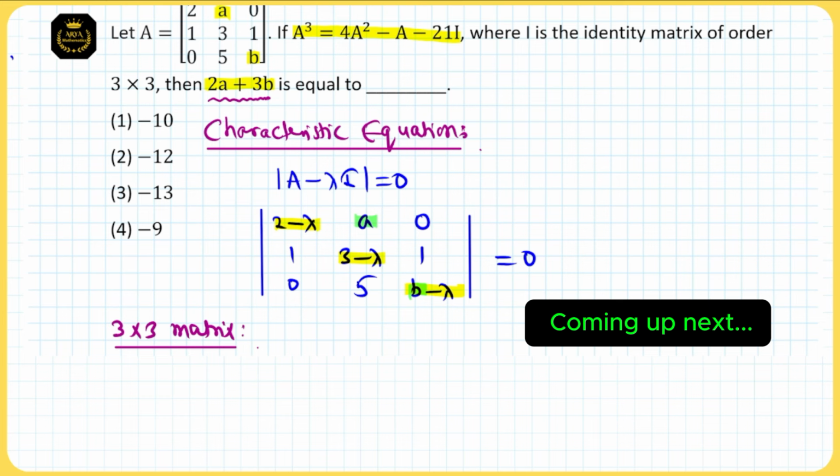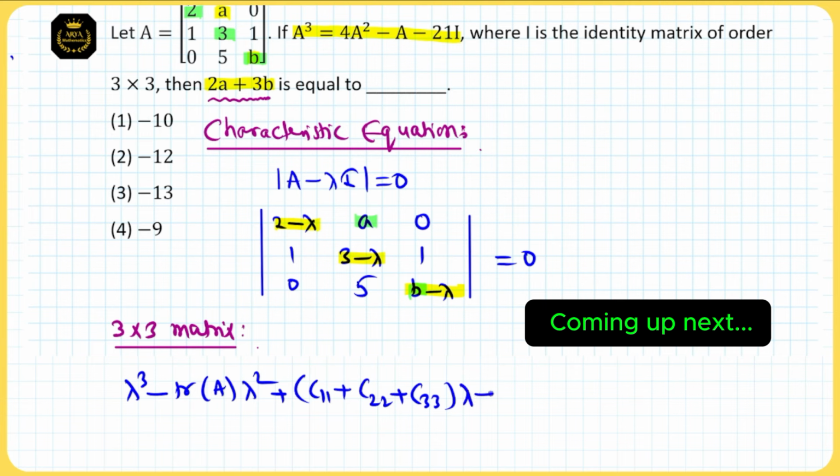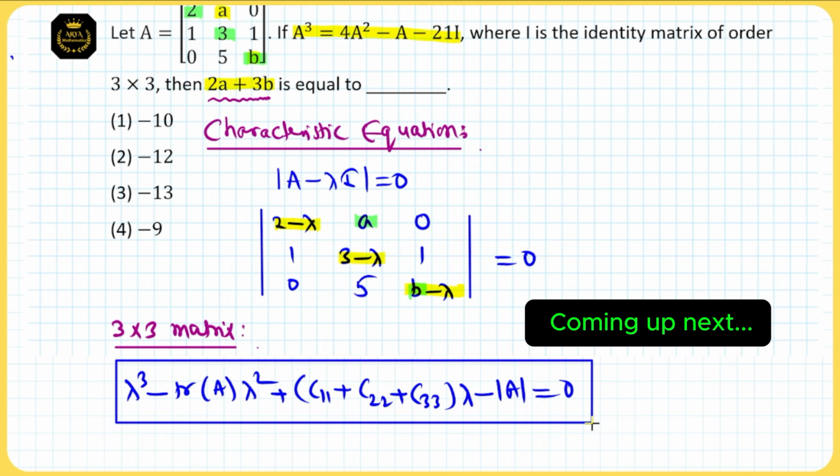If I need the characteristic equation for any 3 cross 3 matrix, then you can write lambda cube minus trace of A into lambda square plus cofactor of leading diagonal terms, so C11, C22, C33, the sum of cofactors of these three elements 2, 3 and b. These are the terms on the principal diagonal. So here we write cofactor of leading diagonal terms, multiplied by lambda, minus determinant of A equals 0. Now this is one very important formula that you can remember. If you know this formula, you can save a lot of time during the exam.